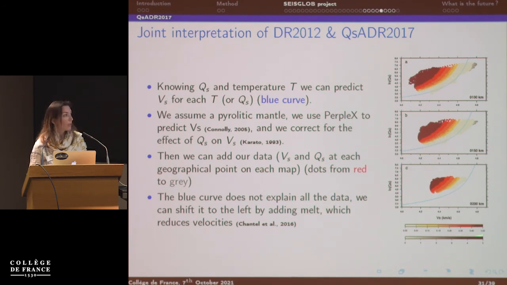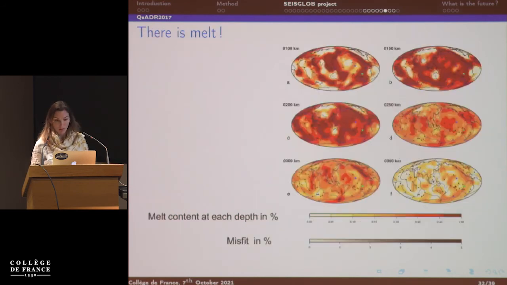The red color bar here goes up to 1%, and it's the proportion of melt. You can look at the results in maps. Here you have the map of the proportion of melt with depth. You see that we find that melt is widespread in the lithosphere and down to 300 kilometer depth.